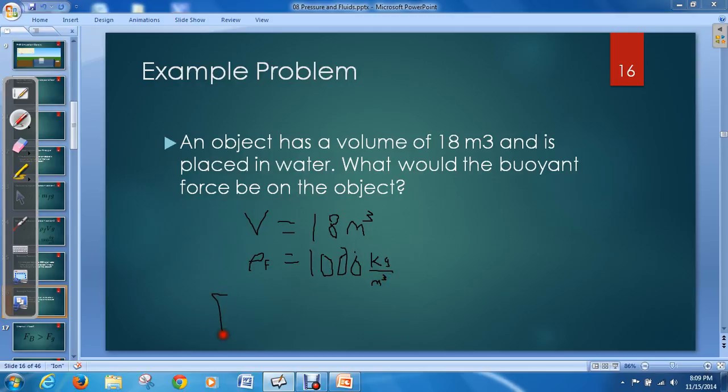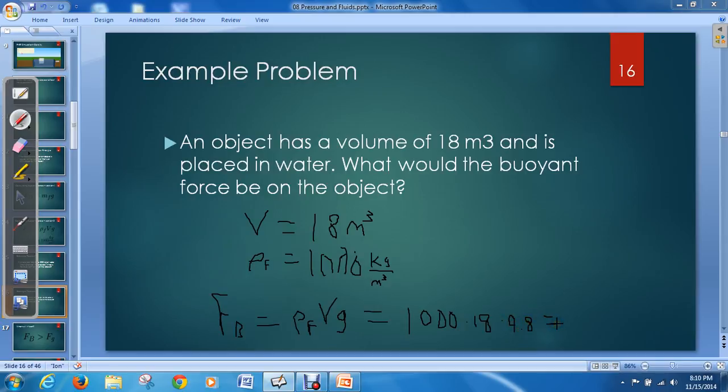So now we plug that into the second version of the equation. So the buoyant force equals density of the fluid times the volume times g. Let me rewrite that. Sorry. So density of the fluid times the volume times g. Okay, so we know the density of the fluid, it's going to be 1,000. We know the volume, it's going to be 18. We know the gravitational acceleration is going to be 9.8. Okay, so we get 1,000 times 18 times 9.8.